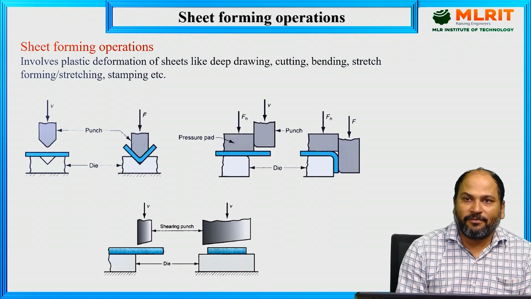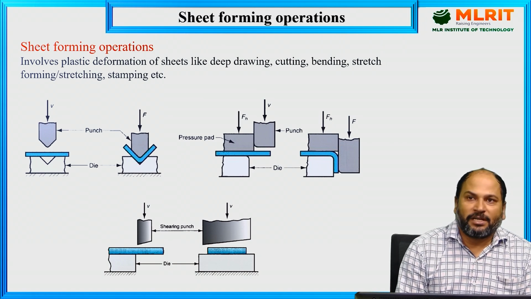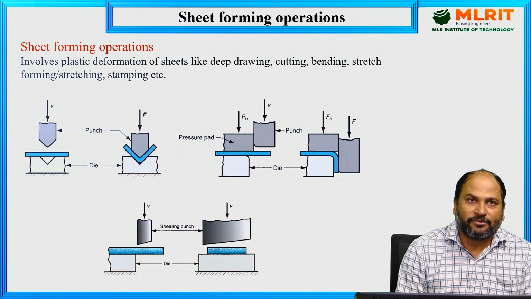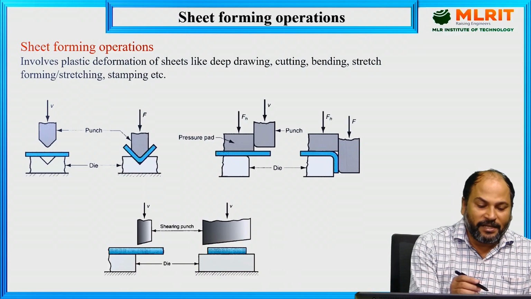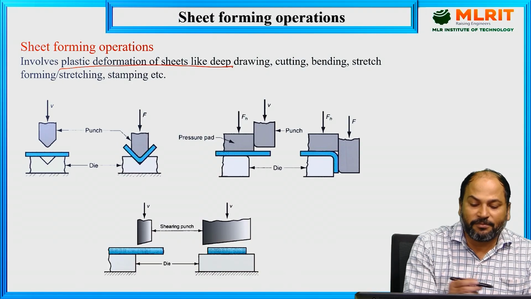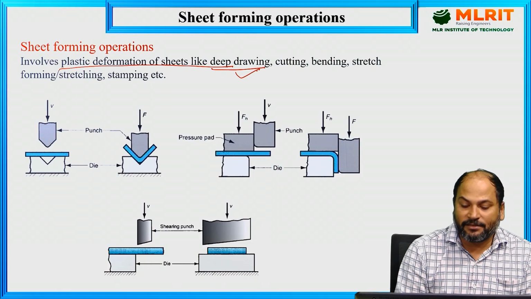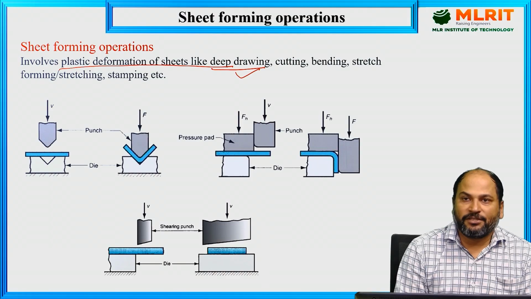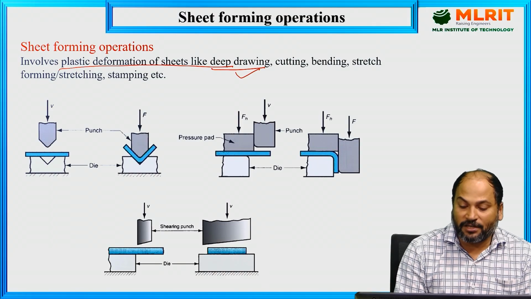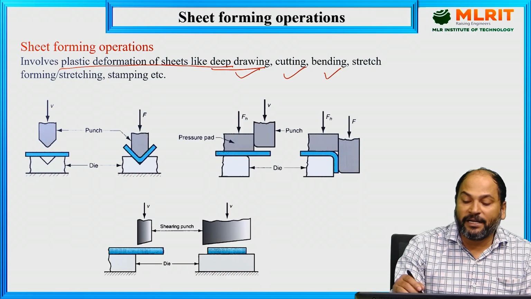So what happens when the forces are applied, it will change into a different dimension or different shape according to the die or the punch that we have provided. So we can see here it simply involves plastic deformation of sheet metal. Many examples are there. We will discuss deep drawing in detail today. Cutting is there. If a shearing process is there, it's nothing but the cutting process. Cutting will be there. Bending will be there.